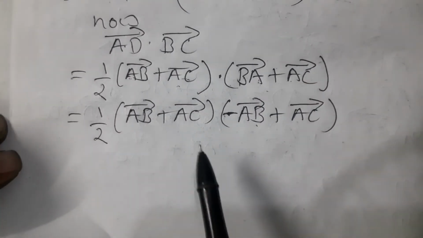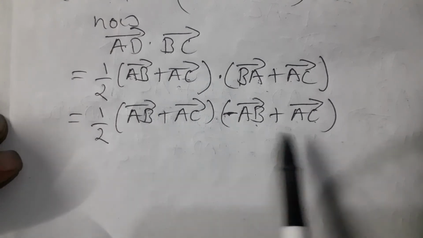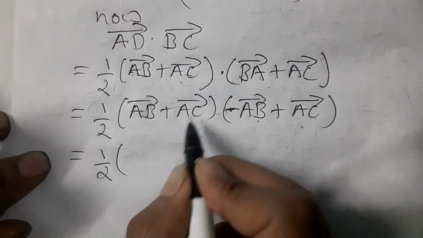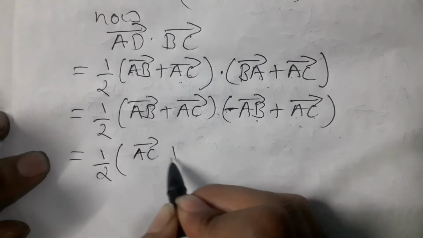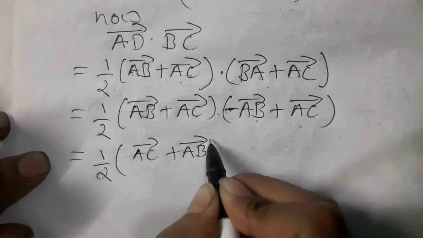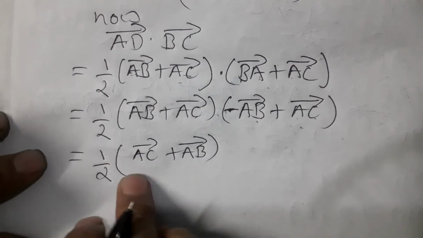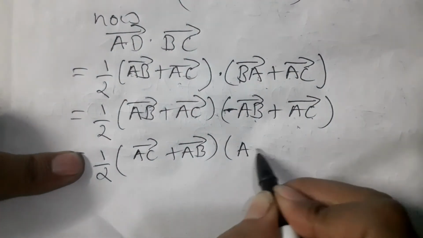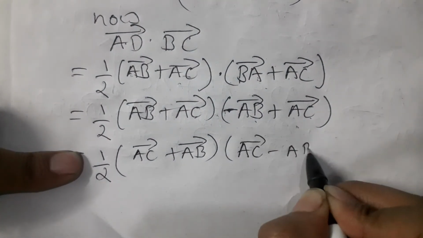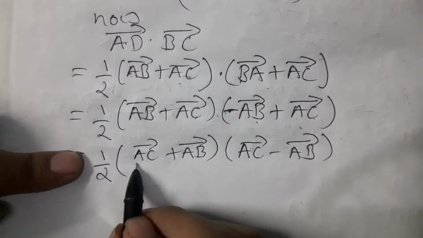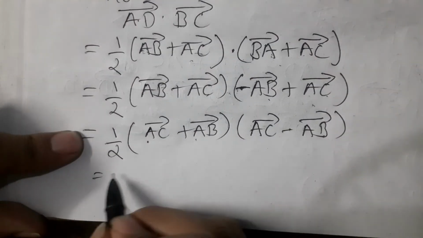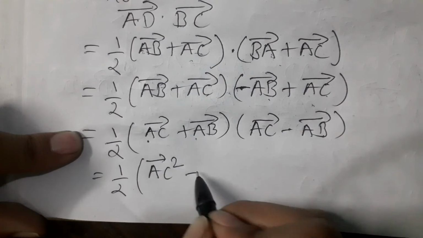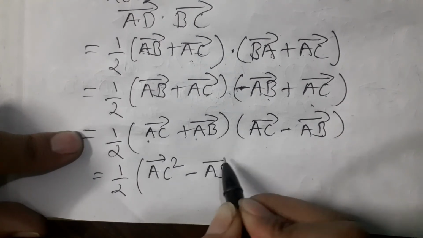Now after doing this, what is the advantage you can get? It looks like the a plus b, a minus b formula. Now let's see, 1 by 2. I will do one thing: AC vector plus AB vector, this is just like swapping the plus things, so you don't need to change anything. And again I'll bring AC in the front, minus AB. Why did I do that? I think you have already understood, so that it looks like the a plus b, a minus b formula. And then 1 by 2 (AC square minus AB square).